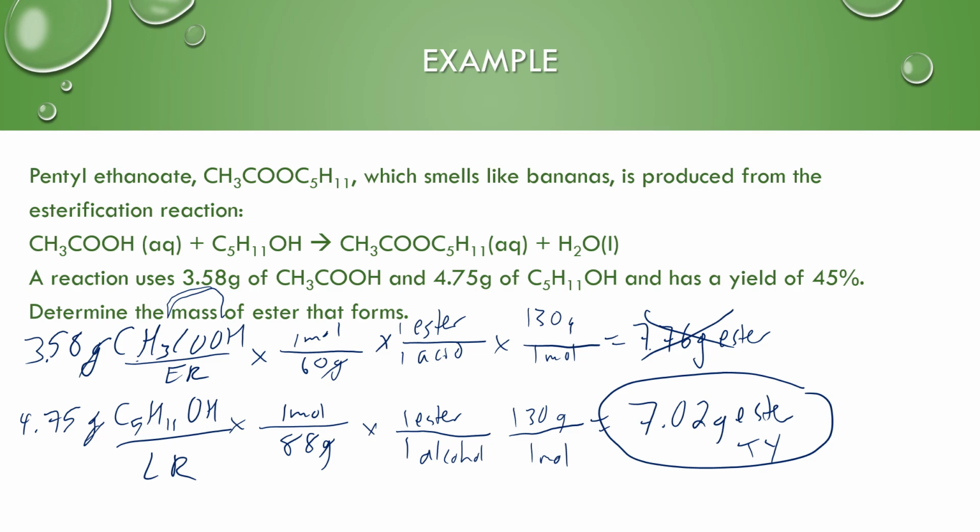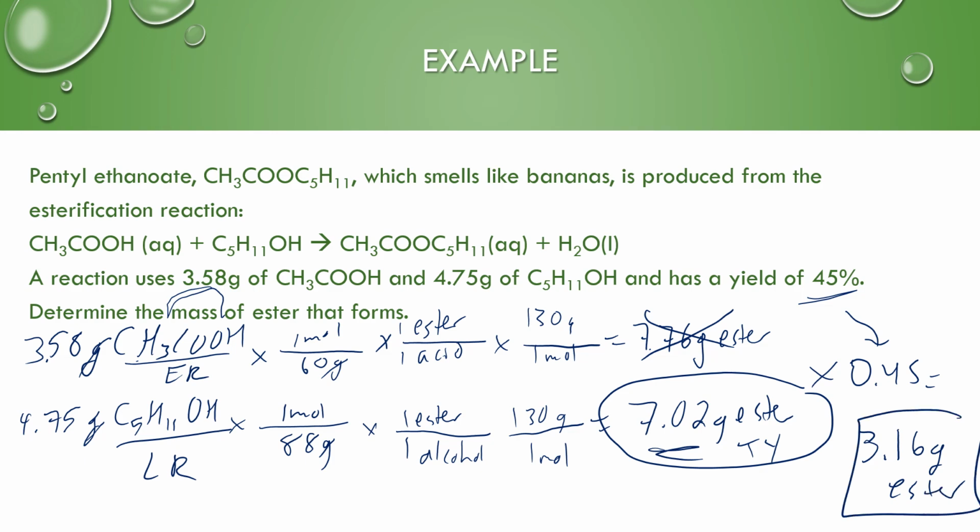Now it says it has a yield of 45%. So you can't actually make 7.02 grams. You can only make, if I multiply by 0.45, you can only make 3.16 grams of the ester at that 45% yield. So this is the mass of ester that you can really make, that you can actually make in the lab. This is your actual yield. This is your percentage yield.